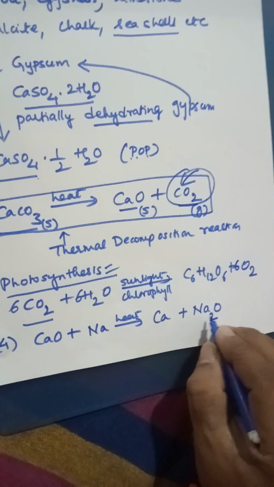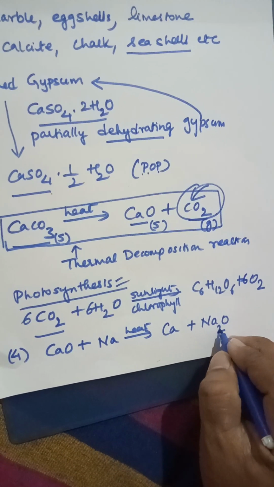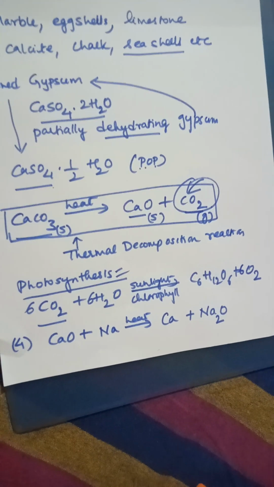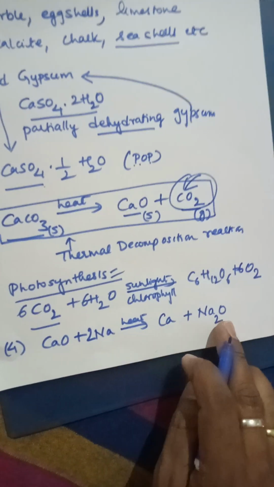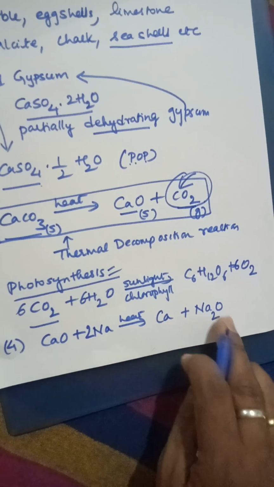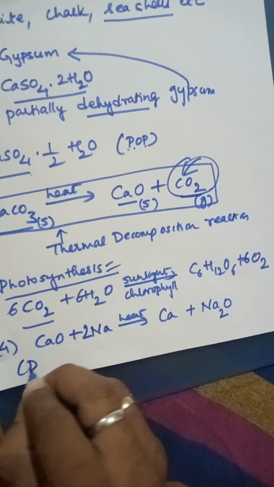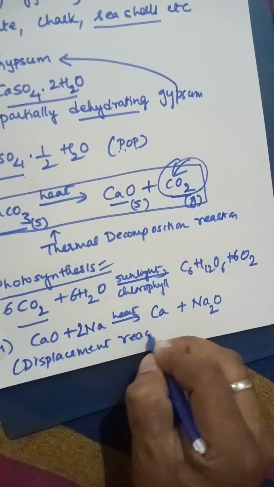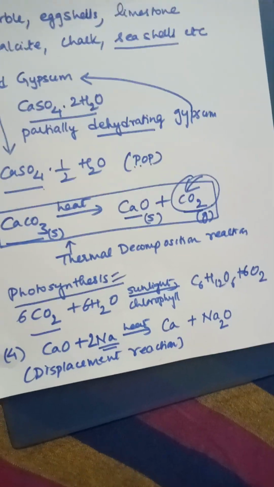The sodium oxide formula is Na2O, because the sodium valency is 1 and the oxygen valency is 2. Now this reaction is not balanced, so how do we balance it? You can put a 2 here, so there are 2 sodium atoms and 1 oxygen atom on either side, and calcium is already balanced. This is an example of a displacement reaction, because a more reactive metal displaces a less reactive metal from its compound.